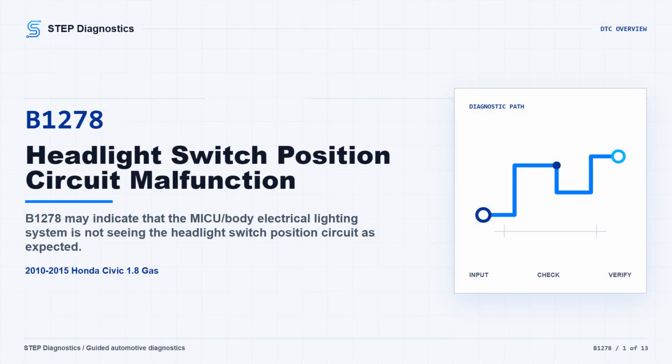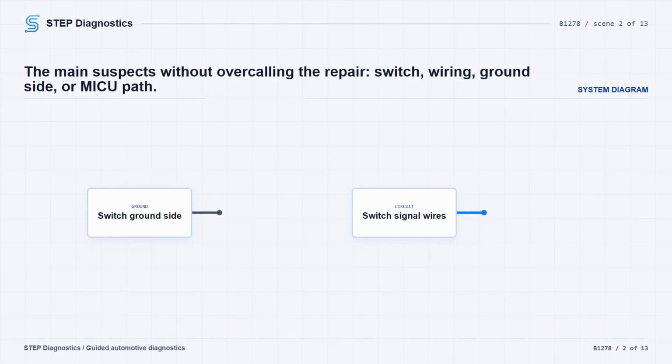B1278 on this 2010 to 2015 Civic, we're dealing with the headlight switch position circuit in the MICU and body electrical lighting system. In plain terms, the module may not be seeing the combination light switch positions the way it should. The vehicle may show lighting behavior that does not match the switch position, or the scan data may not line up with what the driver is commanding.